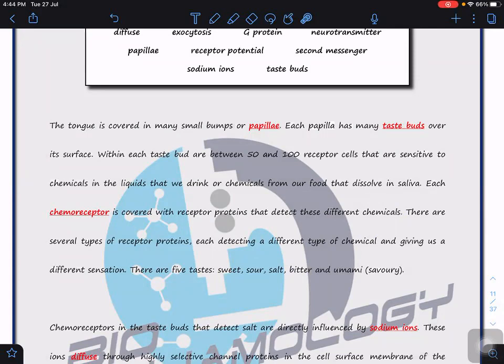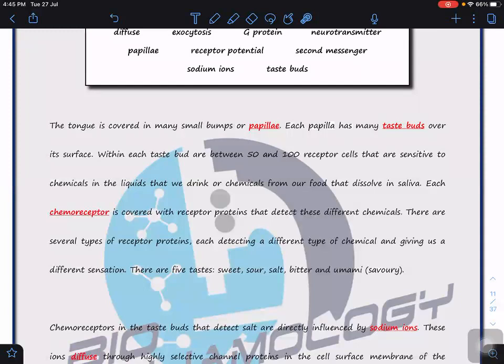Now why is spicy not inside the list? We don't have a chemical that actually detects spiciness. One experiment that you can do later, but do it at your own risk: why do I say this? Because if you get a chili and rub it on your skin, you will feel the pain.